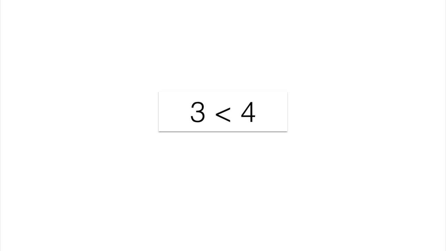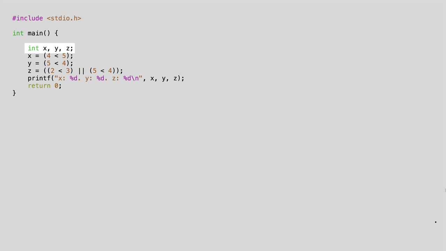To answer these kinds of questions, it's useful to assign the result of a relational or Boolean expression to a variable, and then inspect that variable. We have 3 variables here. We're going to assign the result of a relational or logical expression to each one. Here we assign the result of 4 is less than 5 to x. The parentheses are optional here because the precedence of the assignment operator is lower than that of the less than operator, but we have included the parentheses for clarity.